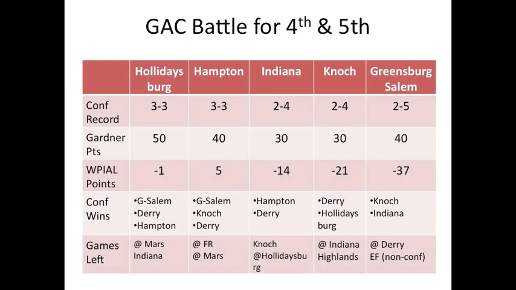Even if Hollidaysburg and or Hampton were to win this week, they could be surpassed by Knock or Indiana in the last week of the season. The interesting thing here is that there is a nightmare scenario which could take place, which would involve Hollidaysburg losing out to Mars and Indiana, Hampton losing out to Franklin Regional and Mars, Knock beating Indiana and then losing to Highlands, Indiana losing to Knock and then beating Hollidaysburg, and Greensburg-Salem beating Derry in their last conference game. If all of that happens, which is very possible, all 5 teams could finish at 3-5 in the conference with 2-2 records against each other.